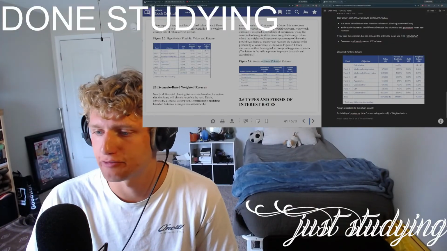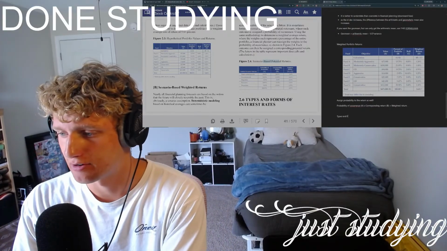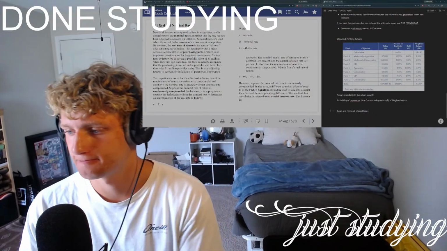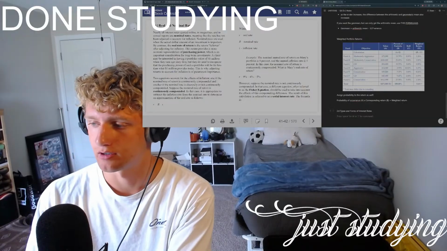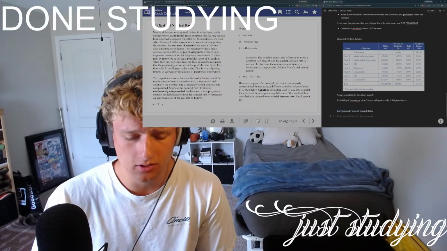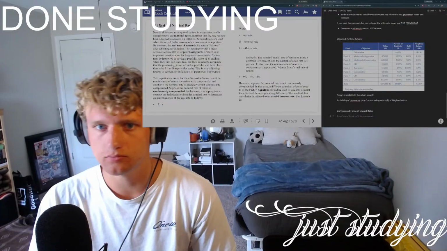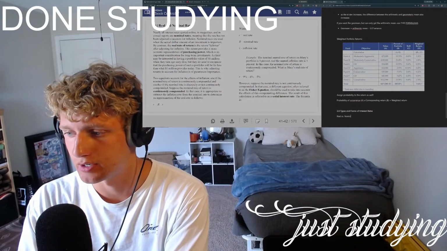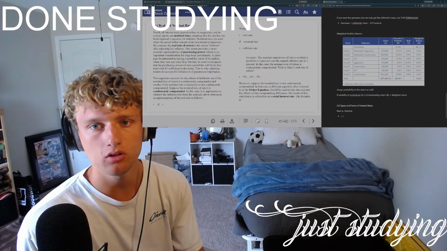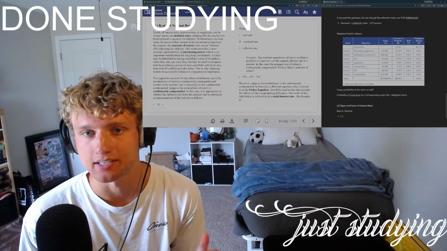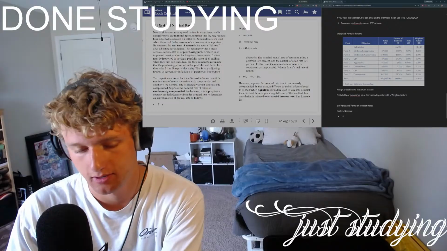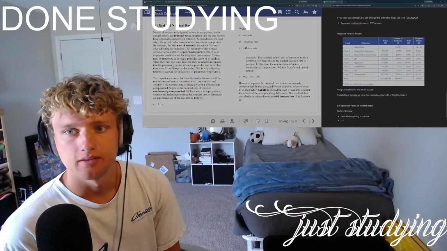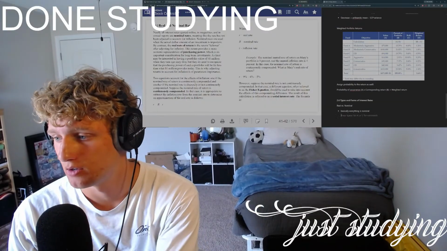Okay, types and forms of interest rates. 2.6. Let's label these. I think I should have been labeling these all along. Real and nominal rates. Real versus nominal. Nearly all interest rates quoted online, in magazines, and annual reports are nominal rates. Basically, everything is nominal. Meaning that the rate has not been adjusted.